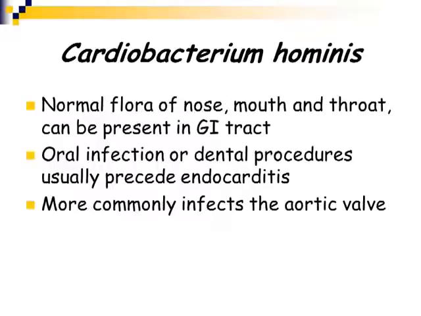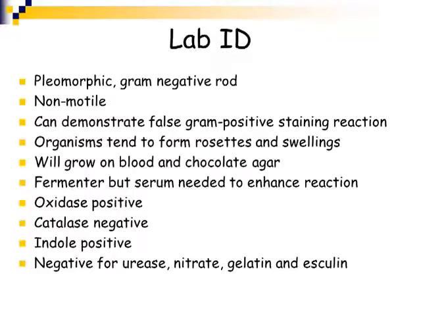Cardiobacterium hominis is our next HACEK organism, which is normal flora of the nose, mouth, and throat. Can also be present in the gastrointestinal tract, and this organism tends to cause mouth infections and can cause endocarditis, of course, after a dental procedure. More commonly, it will infect the aortic valve of the heart. In the laboratory, this organism is pleomorphic. It can be varied in its shape and size. It's a gram-negative rod, non-motile.